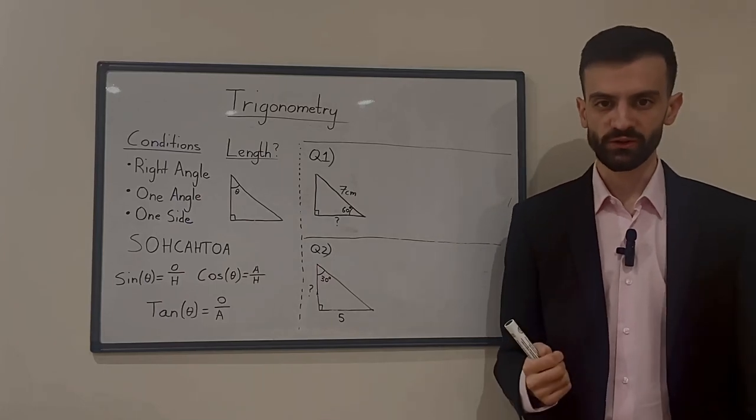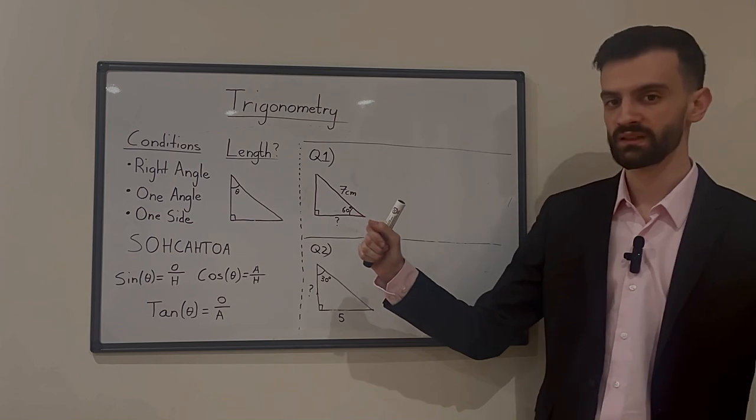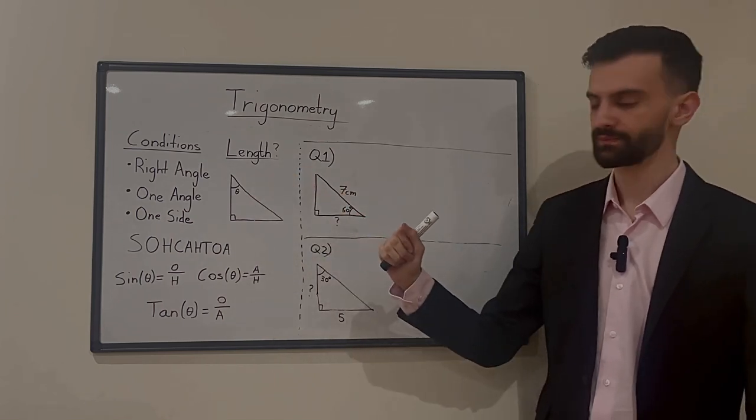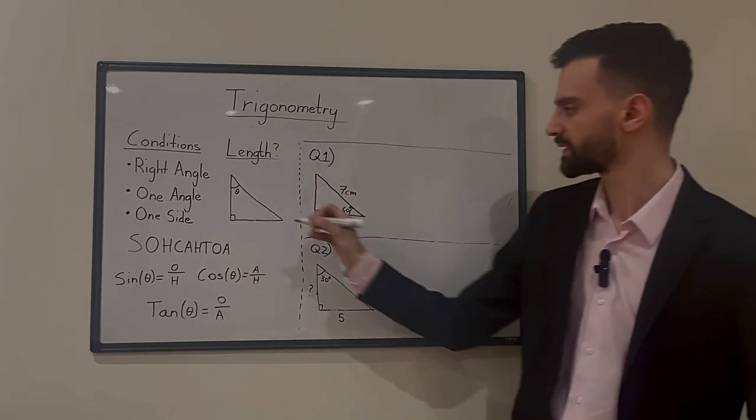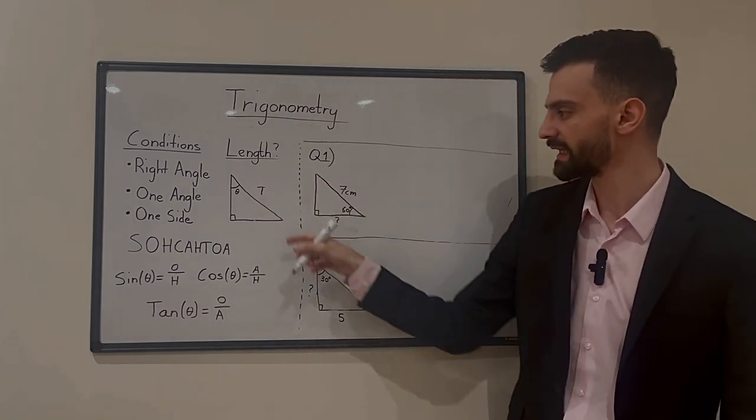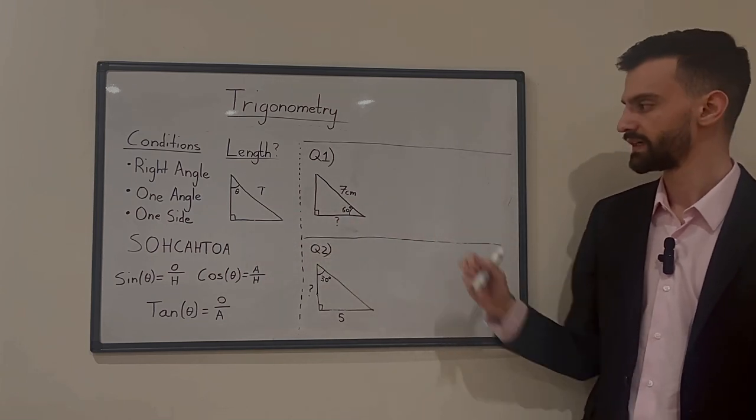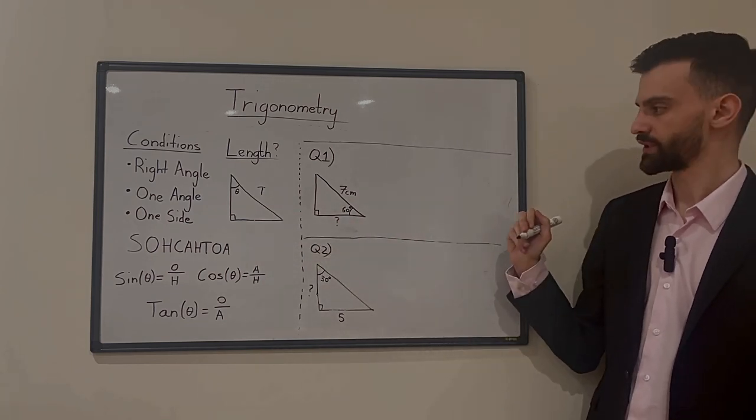Suppose we're given a triangle with three conditions. We're given a right angle, we're given one of the angles, and we're given one of the sides. Let's suppose I try this side here. I can figure out any one of the other two sides using this acronym here. We'll see that in place with question number 1.